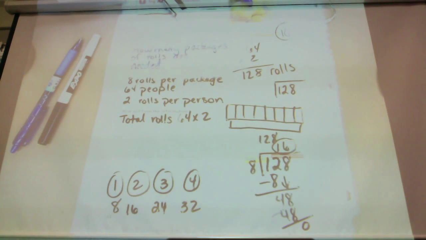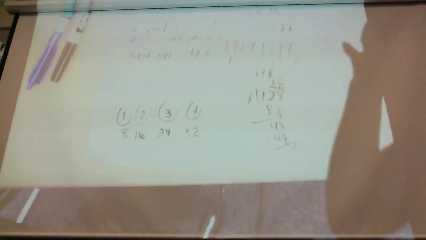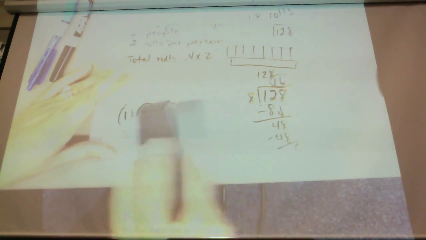All right, the question at the bottom says, how many packages of rolls will be needed? How many packages are needed? 16. How many, class? 16. I'm going to go ahead and erase this so we can write it in.